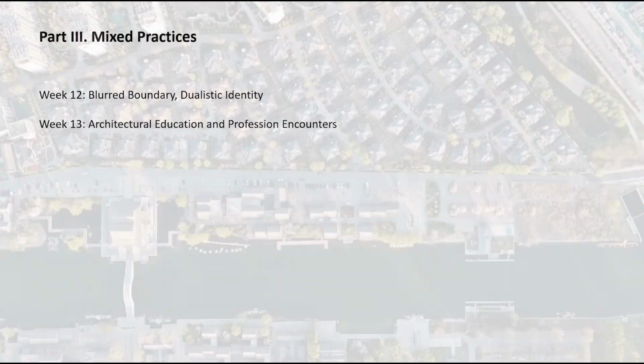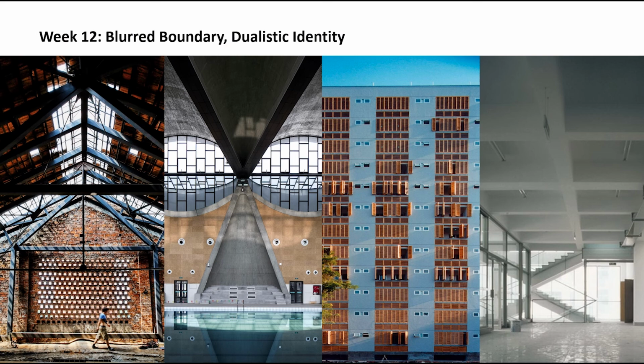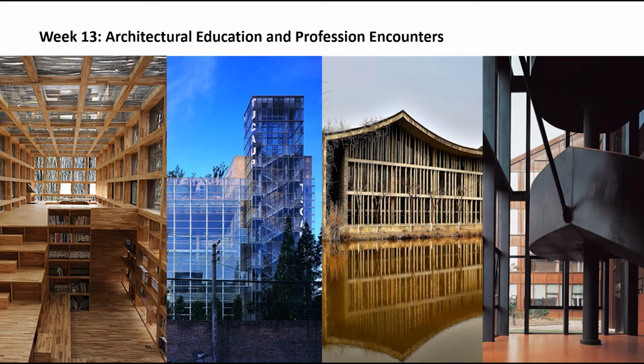The last part is the mixed models of architectural production. It firstly introduces the dualistic identities of architects between collective design institutes and independent studios. Then it looks into the closely embedded interaction between graduate education system and professional practice in Chinese architecture schools.